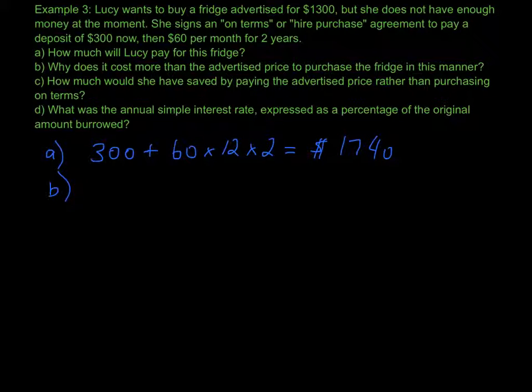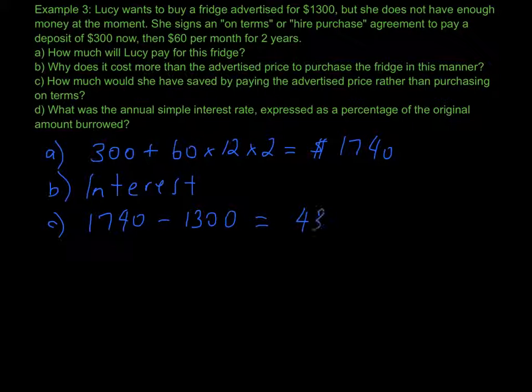Now let's look at B. Why does it cost more than the advertised price to purchase the fridge in this manner? Because you have to pay interest on the money that you are borrowing from them, because you're only paying $300 deposit, so you're paying interest on that $1,000. Alright, C. How much would she have saved by paying the advertised price rather than purchasing on terms? So she paid $1,470 from purchasing on terms, and the original price was $1,300. So she would have saved $430 by paying the advertised price.